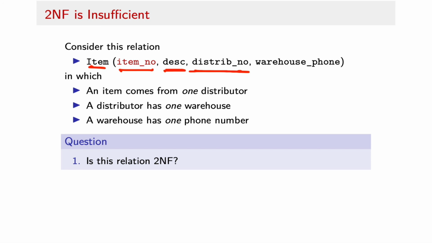And then because we want to be able to contact the distributor to ask them to order or to send one of the items that they've got in stock, we need their phone number. So we've got an item comes from one distributor. These are just kind of a business rule associated with this little application. A distributor just has one warehouse, and that warehouse has one phone number. So the question to start out with here is this relation in second normal form? So maybe pause the video, take a second, and ask yourself if it satisfies the constraints associated with second normal form.